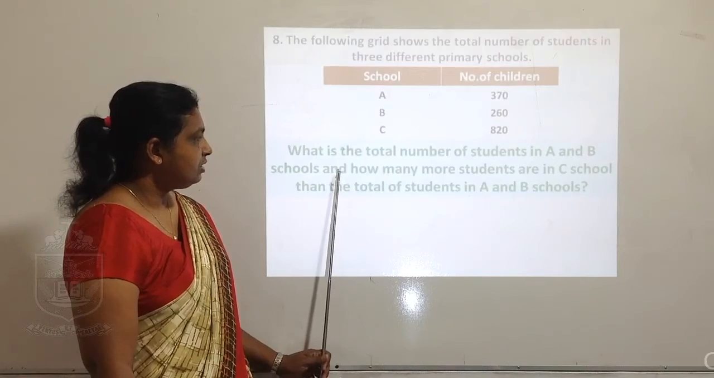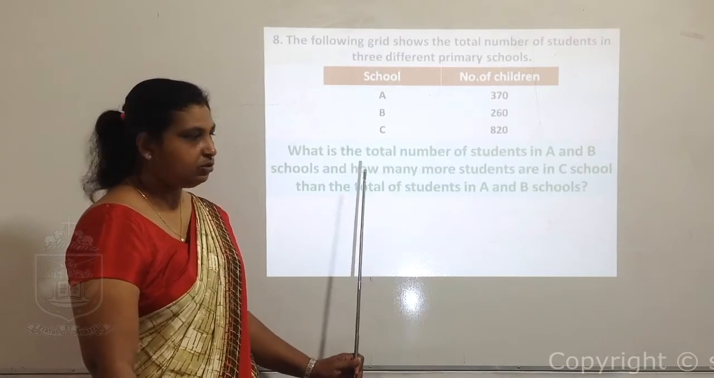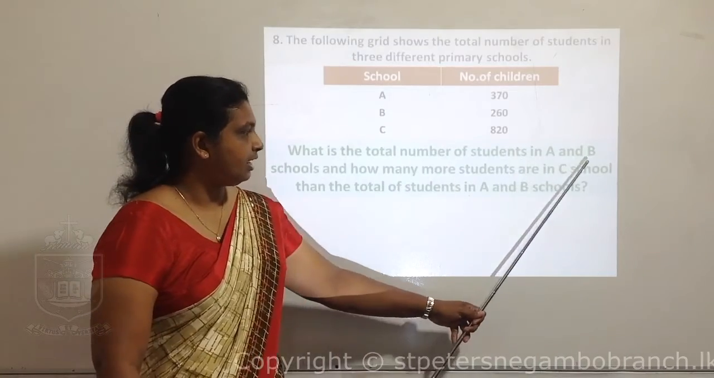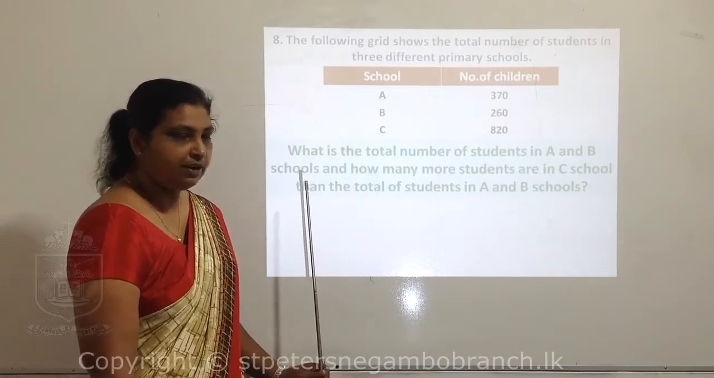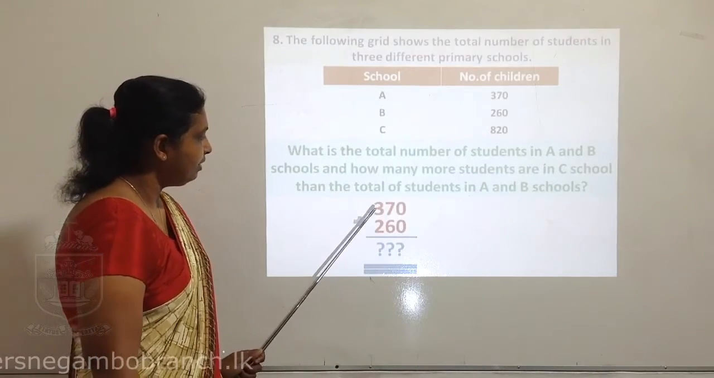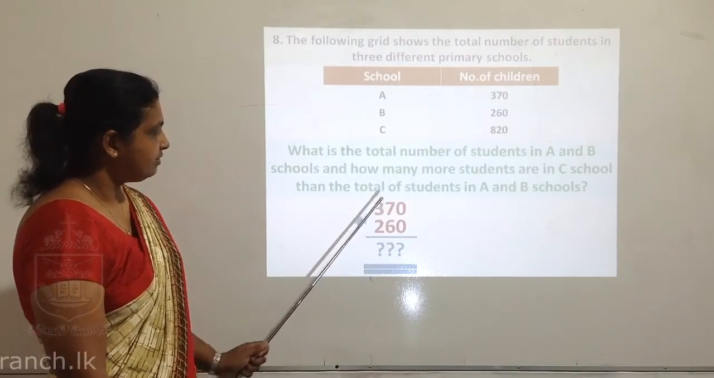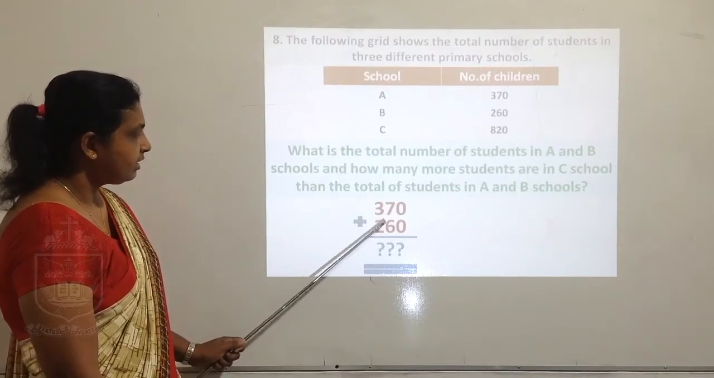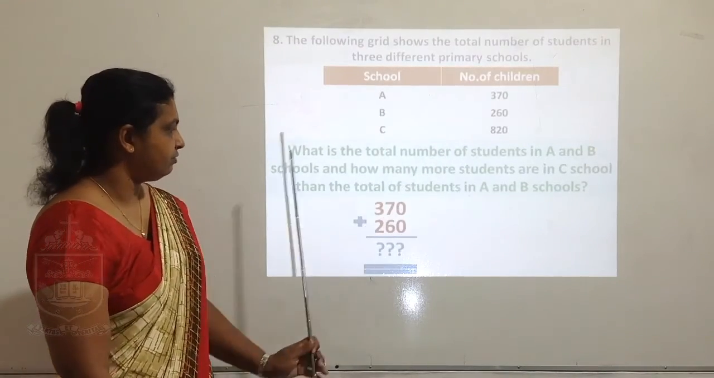So, you have to divide this question into two parts. First part is, what is the total number of students in A and B? So, first you have to find that. Total students in A and B, A 370, and in school B 260, get the total. This is the first part of the question.